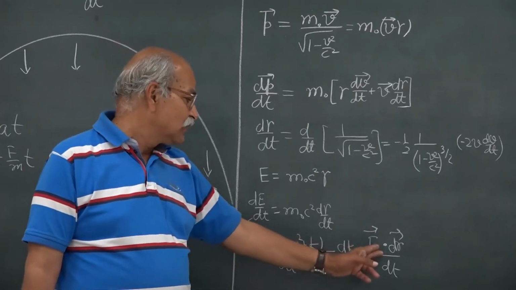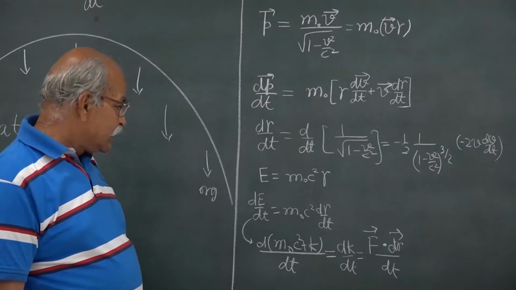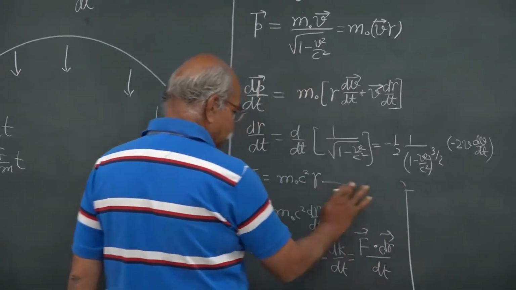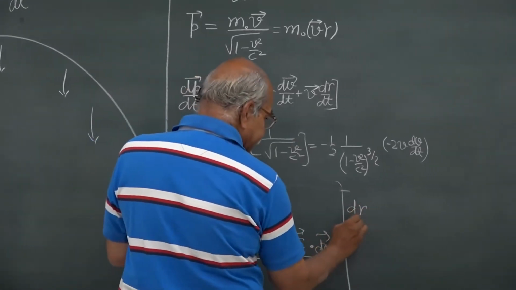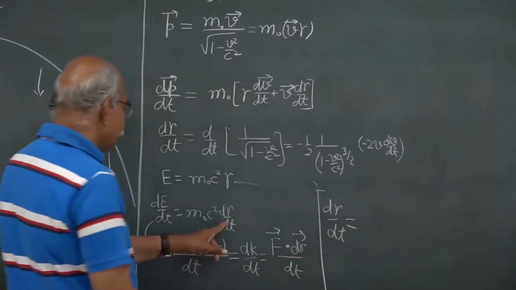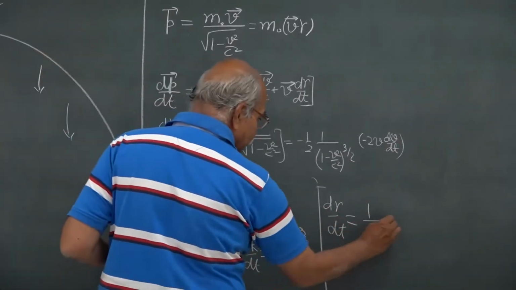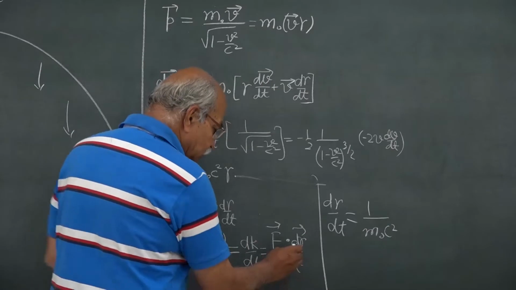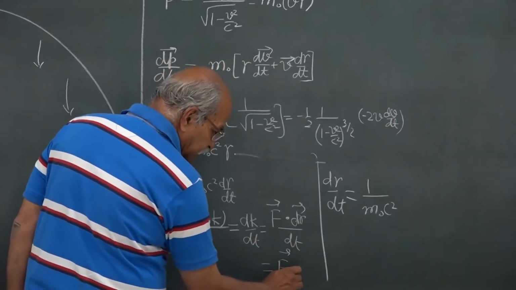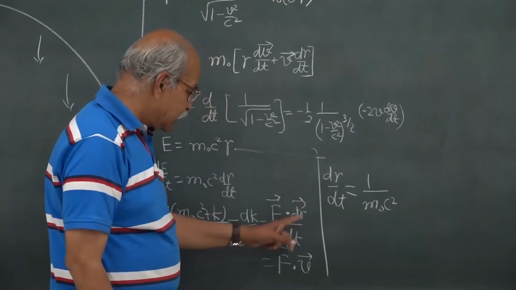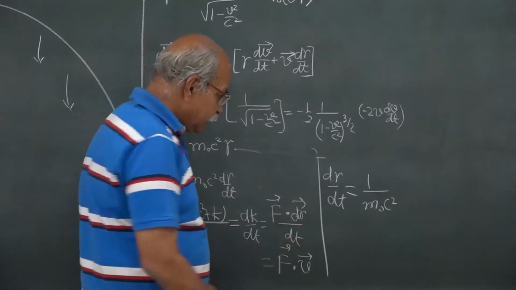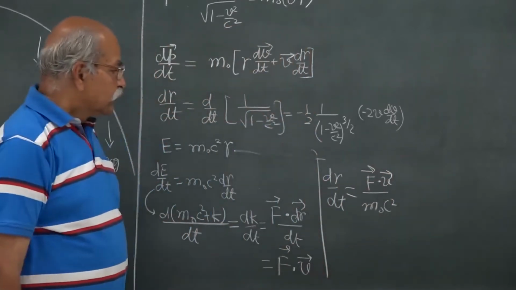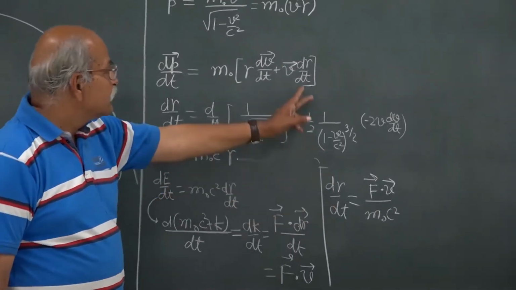So dK/dt is F dot dr/dt, and hence you can write this equation. From here you can write d gamma/dt equal to 1 by m naught c square times dE/dt, and dE/dt you can write as F dot v, since dr/dt is v. So F vector dot v vector, this is d gamma/dt, and let us write that here.